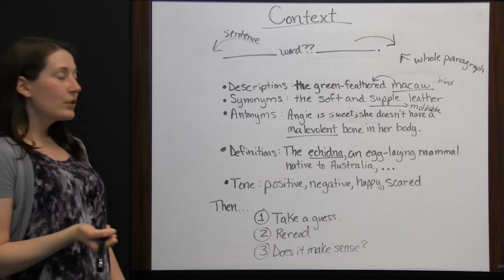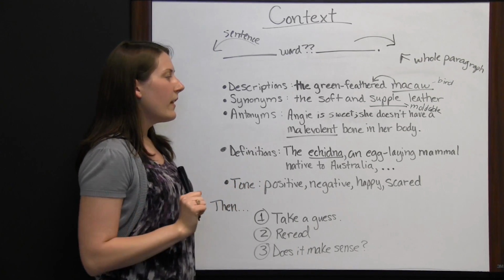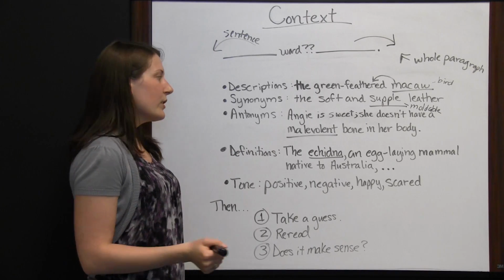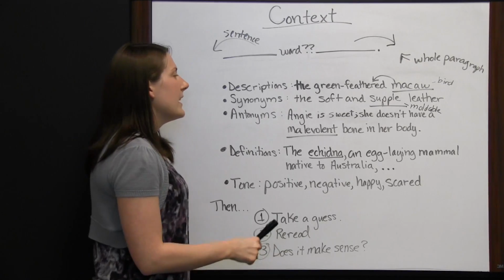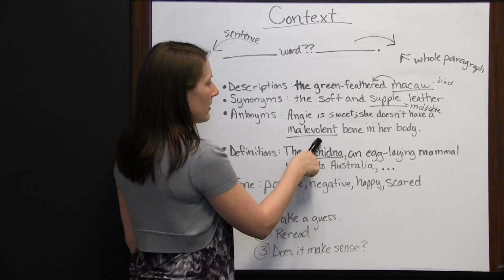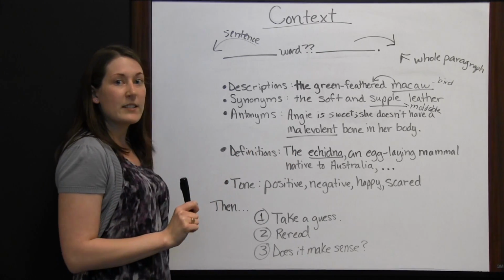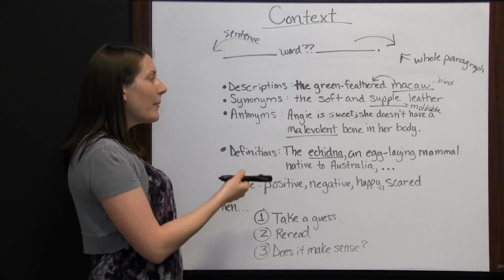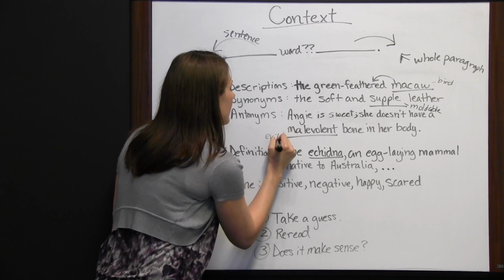Now another clue you can look for are antonyms. Angie is sweet. She doesn't have a malevolent bone in her body. Well, you may not know what malevolent means, but you probably know what sweet means. And if she isn't malevolent and she is sweet, then you can figure out malevolent is something bad, something negative, the opposite of sweet. And in reality, malevolent means evil.